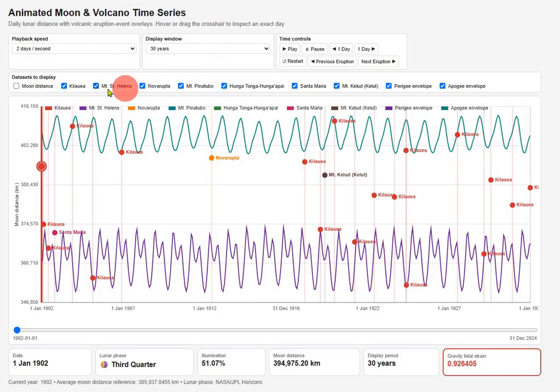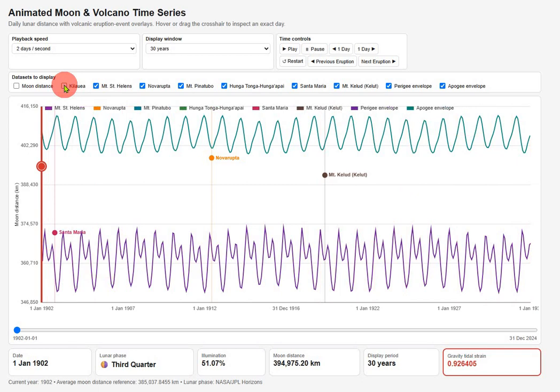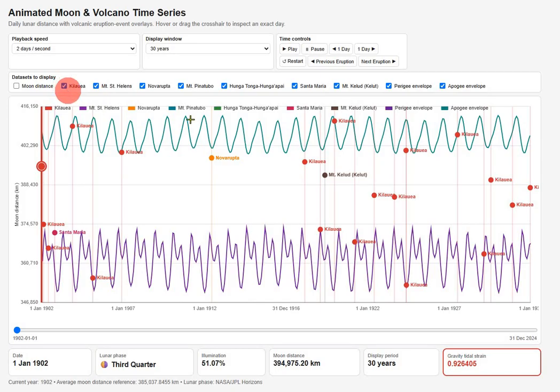I plan on making this pretty extensive in the future to have multiple eruptions. Kilauea is the only one that has multiple eruptions. All the rest are just individual main events, but these are big events when they happened. And maybe do a few other changes.